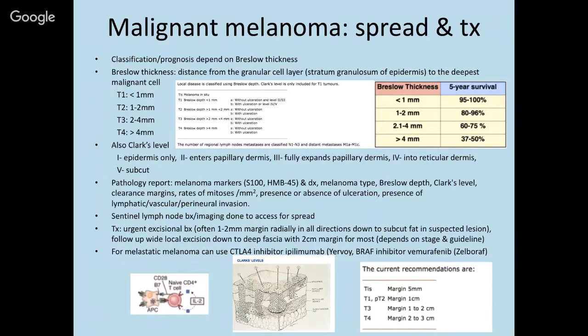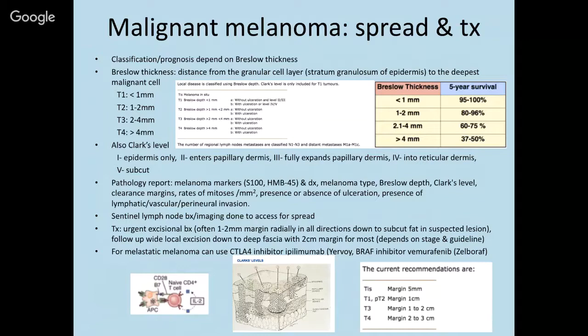So you look at the margins, and then you often do a follow-up wide local excision down to the deep fascia with a much greater margin, 2 centimeters usually, to actually make sure you've removed it all, because obviously people are really worried about melanoma.